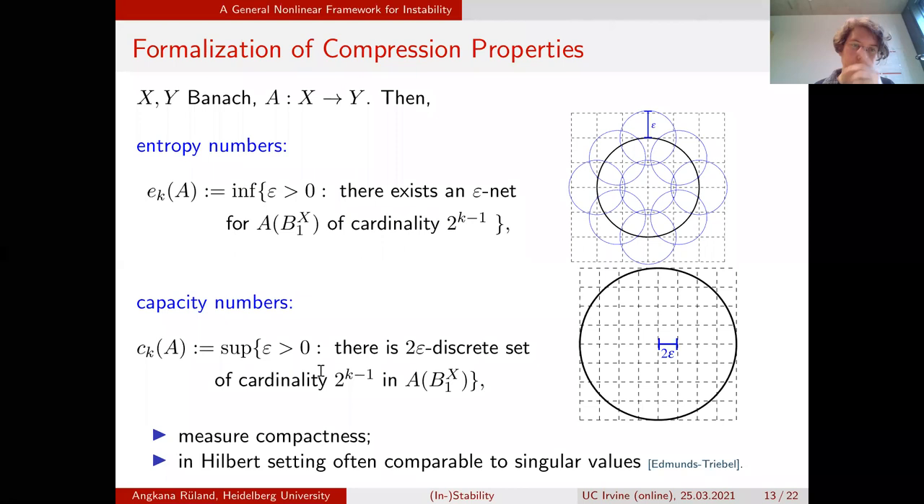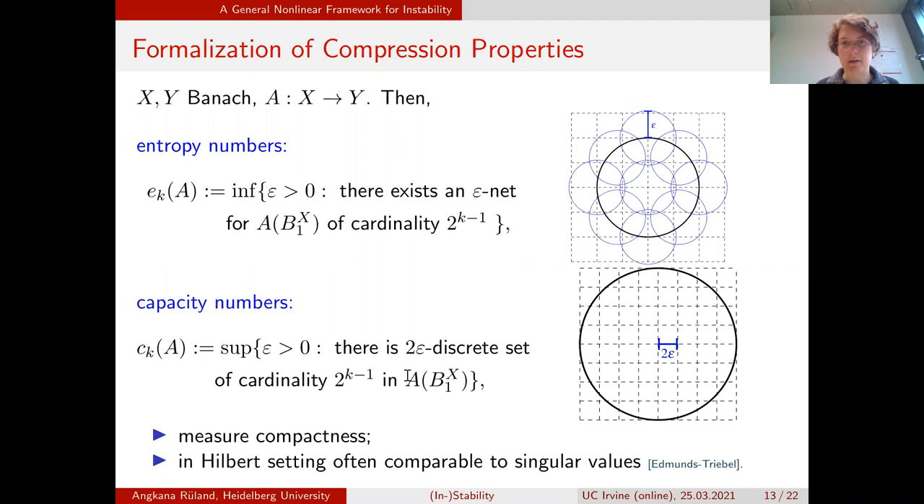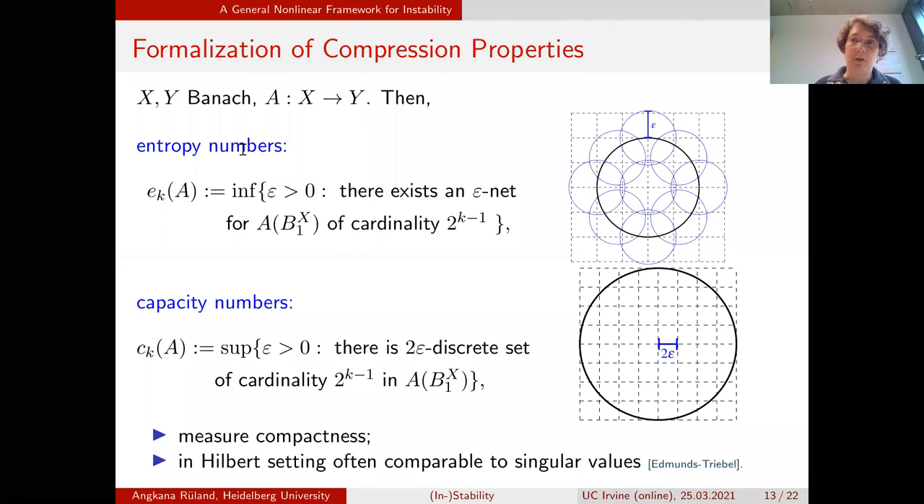Okay, then if we want to know how fat the space is, this is the complementary statement. We do something similar and use the capacity numbers. So again, we look at the image of the unit ball in the space Y. We give ourselves some number, 2 to the k minus 1, and ask how large can epsilon be such that with 2 to the k minus 1 elements, we still have an epsilon discrete set. So all elements are mutually epsilon apart. So this clearly measures how fat this space is, or the operator, how fat this thing still is.